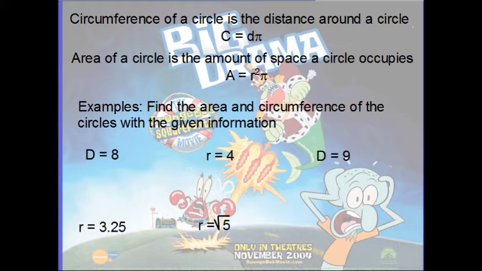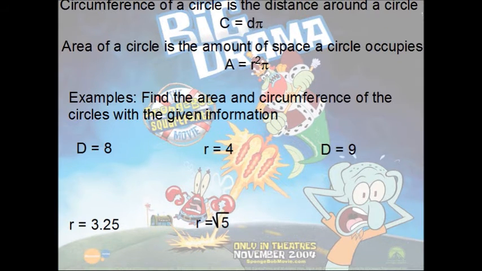So let's do a couple examples where we're going to find the area and circumference of the circles with the given information. So for our first one, to find the circumference is going to be the diameter 8 times pi, and we're done. For our area, we need to find out what the radius is. A radius is half of the diameter. So take the diameter divided by 2, and the radius is equal to 4. Radius squared pi is going to give us 16 pi.